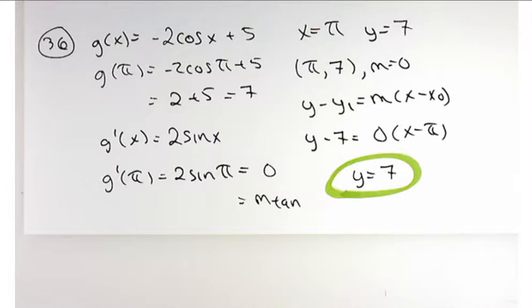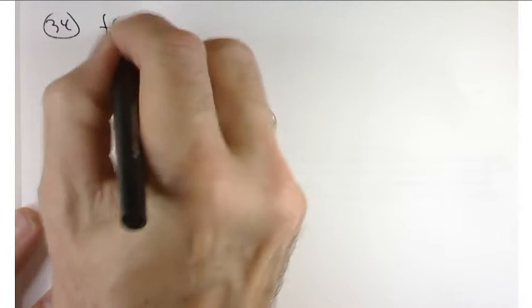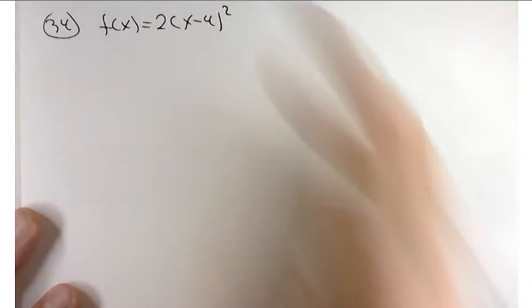Okay, let's take a look at problem number 34. I'll get you a little bit of a head start, and then I want you to find the equation of the tangent line. So on problem 34, f of x is 2 times x minus 4 squared.